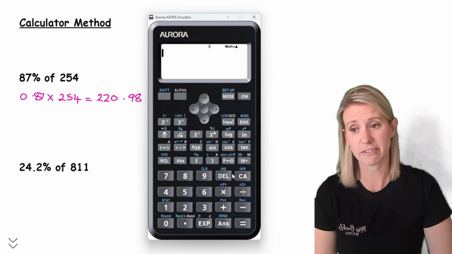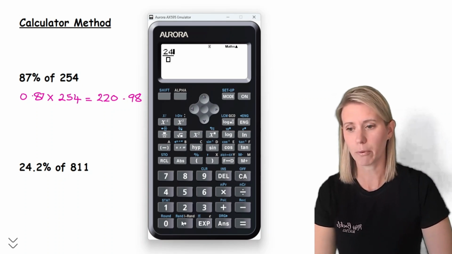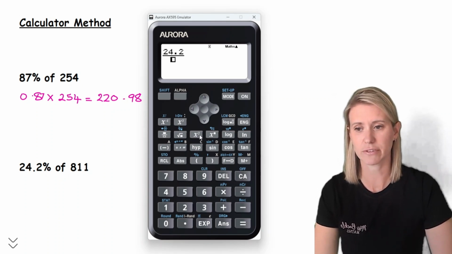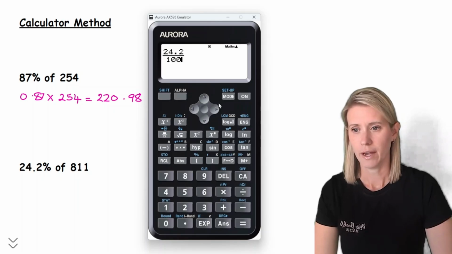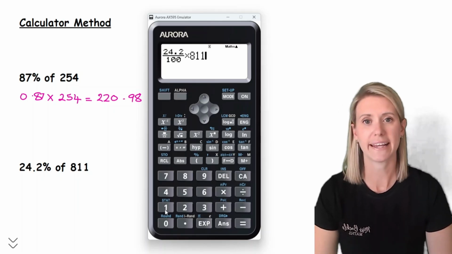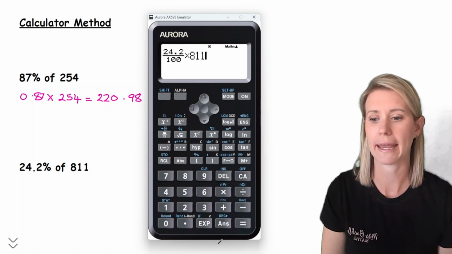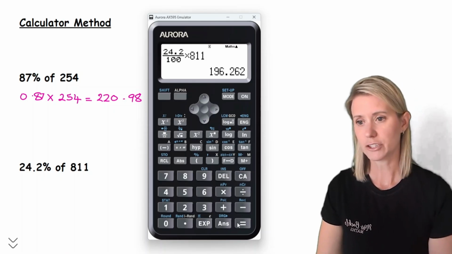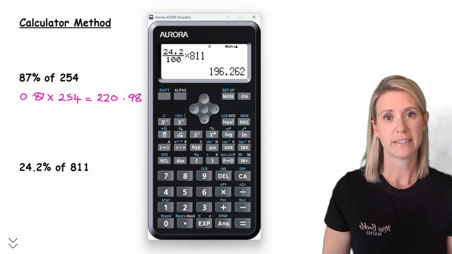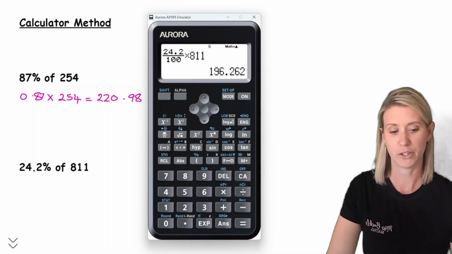The next one, 24.2%. This time I'm going to do it as a fraction. So we write 24.2 and it's percent, so it's out of 100. And we're going to times it by 811. Remember, it's always the multiply by, okay? Giving us an answer of 196.262. And that would be all you'd need for your marks.